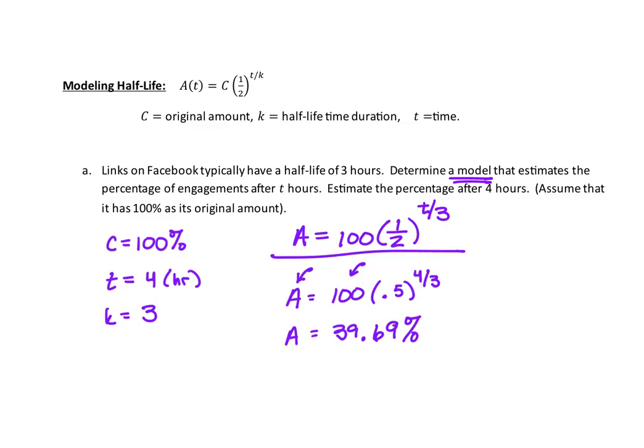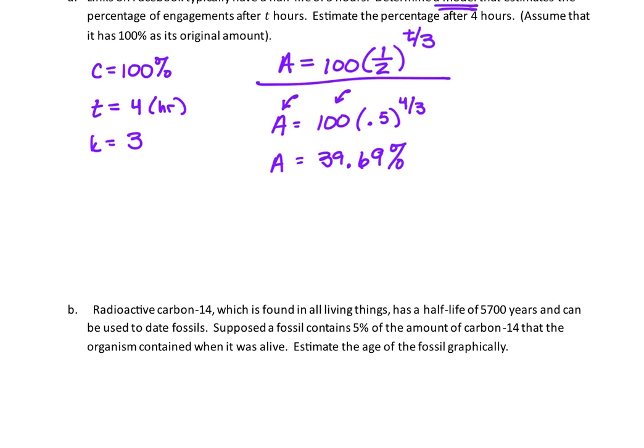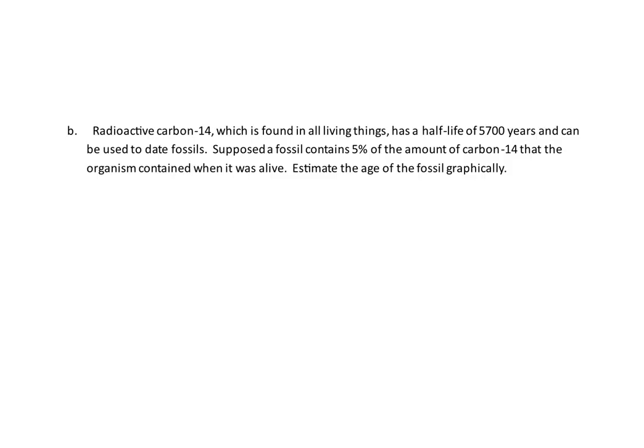Okay. All right. And one of the things when we talk about the half-life, we really don't have to know what the original amount is for most of these. We can talk in terms of percentages. All right, let's look at one more. Last one we have is radioactive carbon-14, which is found in all living things, has a half-life of 5,700 years and can be used to date fossils. Suppose a fossil contains 5% of the amount of carbon-14 that the organism contained when it was alive, and we want to estimate the age of the fossil, and again, we're going to do it graphically.